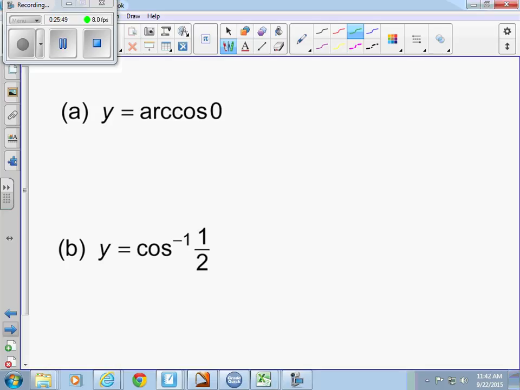What did we get for A? Pi over 2. Did everyone get pi over 2? Why? Well, cosine is 0 up here and down here, but when I'm doing cosine inverse, I only stay in the first and second quadrants. So, pi over 2. Questions about that?